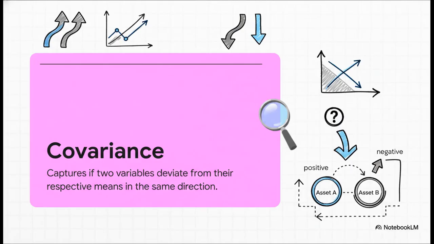Okay, so the first tool in the statistician's toolbox for measuring this is called covariance. It's a pretty foundational concept. All it really tells us is the direction of the relationship. So when asset A goes up, does asset B also tend to go up? That's a positive covariance. Or does B tend to go down? That's negative. It's the very first step, but honestly, its scale is all over the place, which makes it kind of tricky to interpret on its own.